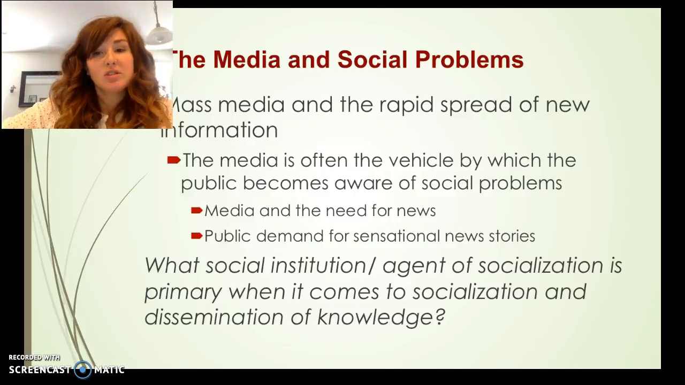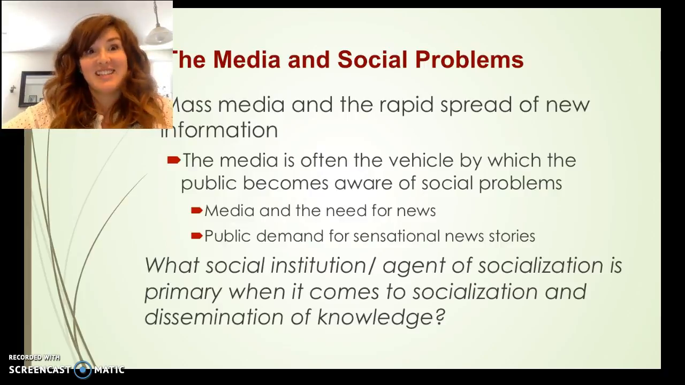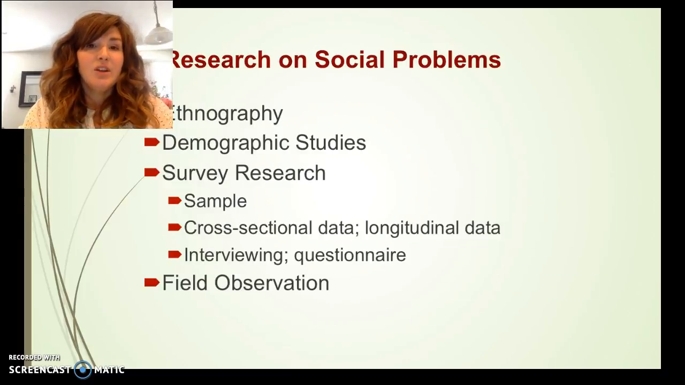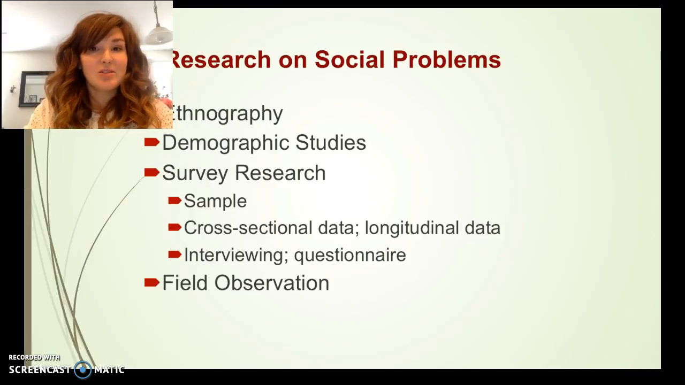So then think of what agent of social institution is primary when it comes to the socialization and dissemination of knowledge, right? And really we just identified that media is arguably the most primary agent of socialization, starting from childhood, because that's what we are exposed to, especially as technological advances continue. We see that information is disseminated and we are surrounded by information. So this is where we're going to stop, and we're going to talk next time about the research styles on social problems.